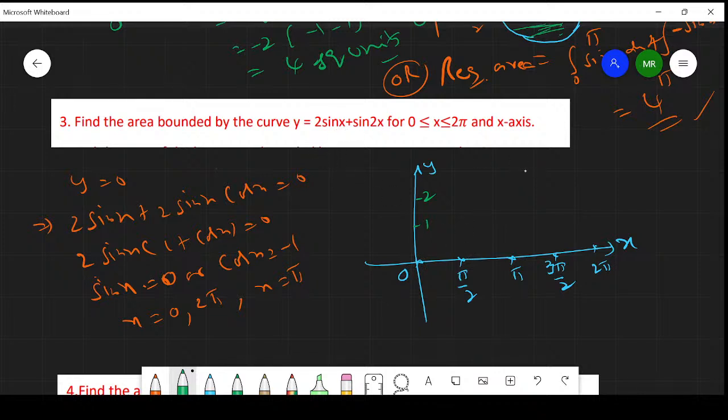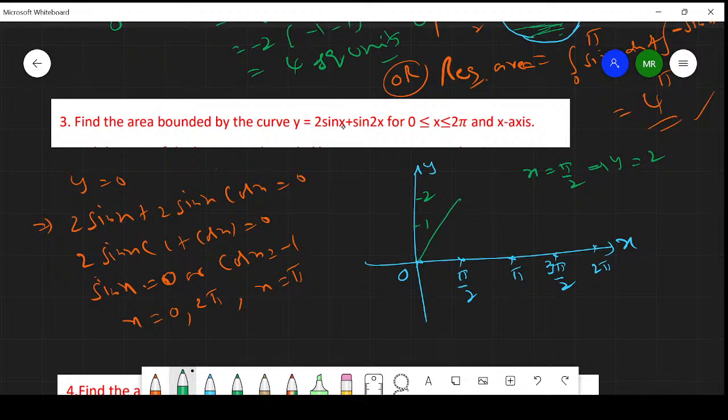So when x is equal to pi by 2, check the y value. 2 into sine pi by 2, that is 2 into 1, it comes y is equal to 2. Maximum it goes 2 here. At pi by 2, the graph will go like this.